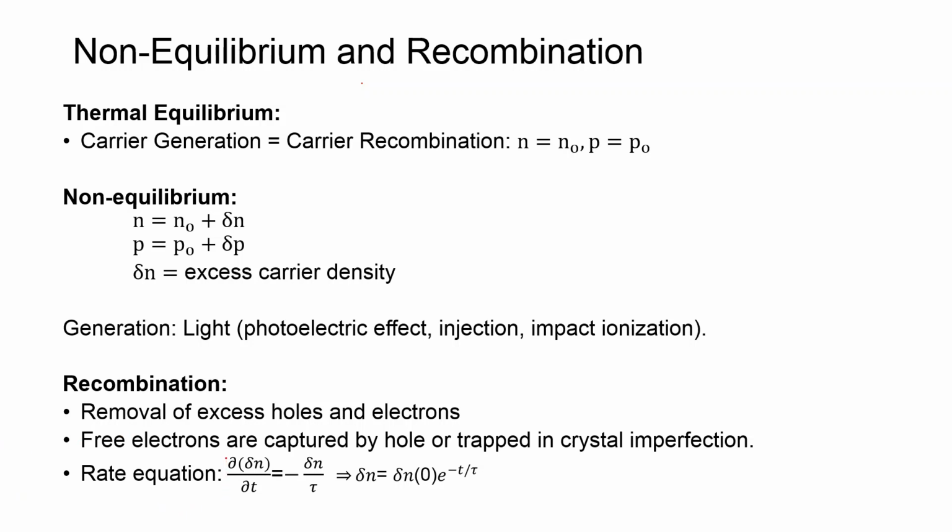By solving this differential equation, we get this equation, which shows that at any time t the excess carrier density delta n is given by the term on the right hand side, which is exponentially decaying. Delta n 0 is the excess carrier density at time t equal to 0, and this value decays exponentially.